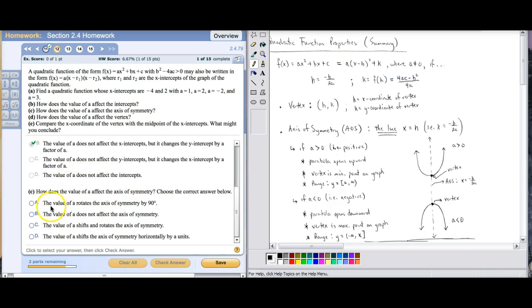If we look at our answer choices here, the value of a rotates the axis of symmetry by 90 degrees. The value of a does not affect the axis of symmetry. That's not correct. The value of a shifts and rotates the axis of symmetry, and the value of a shifts the axis of symmetry horizontally by a units. Before we start to investigate some, we can go ahead and rule out some of these answers. By looking at this, answer A and answer C would not make any sense. And the reason for that is as follows.